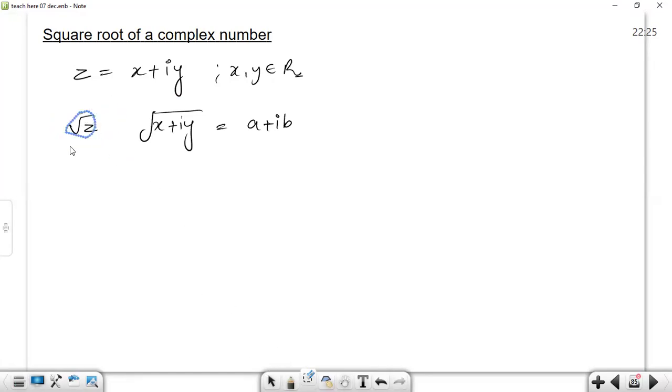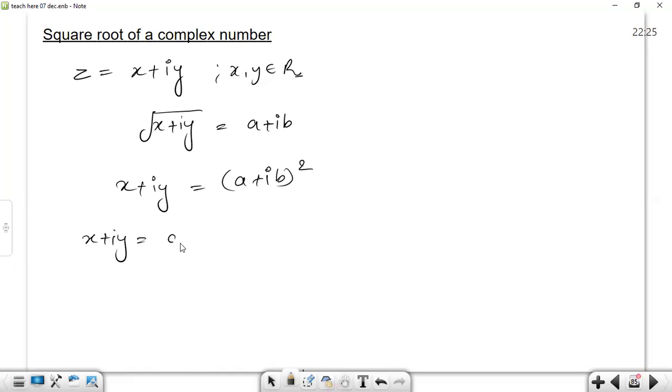So let's take the square on both sides. After squaring both sides, the square root gets cancelled on the left, and the square will be added on the right. So let's solve the right hand side: a square plus iota b square, and iota square makes it negative, plus 2ab into iota.